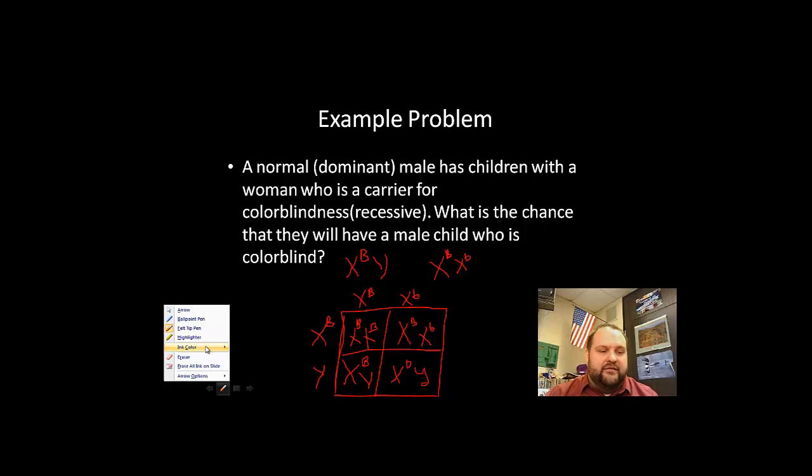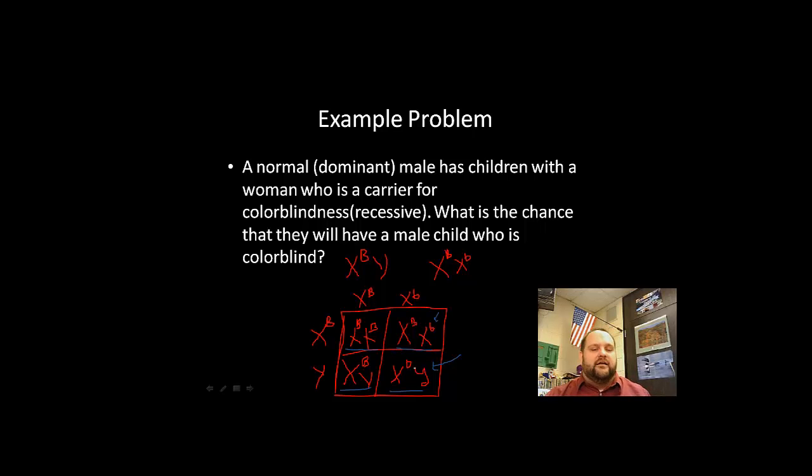So when we look at this, up here we have a normal female: two X's, two big B's, nothing. Up here, we have another normal female. Now, she is a carrier, but she still doesn't have the trait because she has the dominant to mask it. Down here, we have a normal male, and down here in this box, we have a colorblind male because he only has one little b. So what's the chance that they will get a male child that's colorblind?